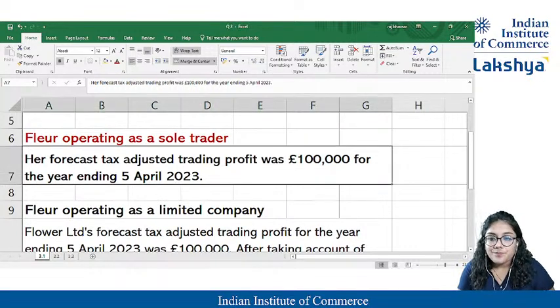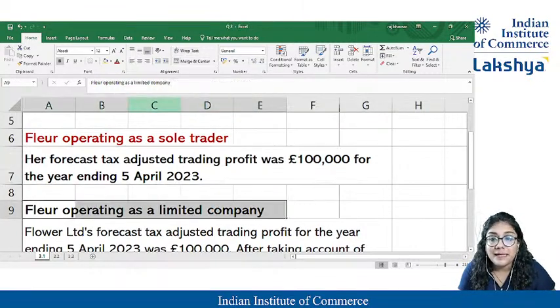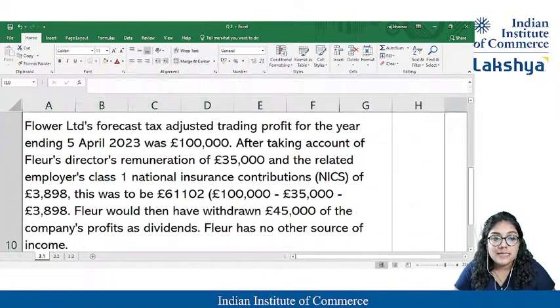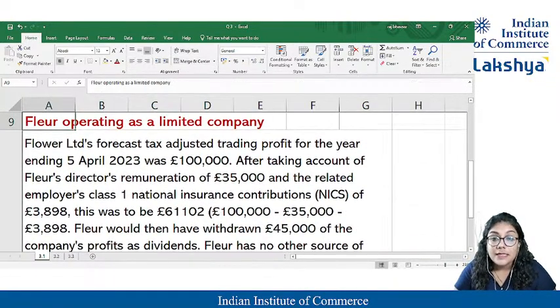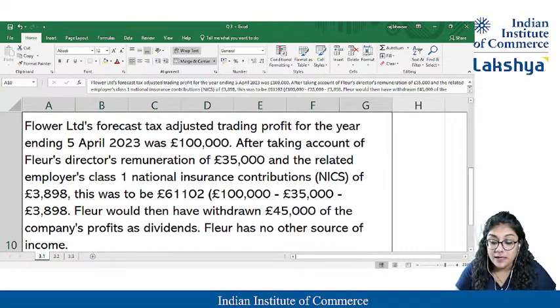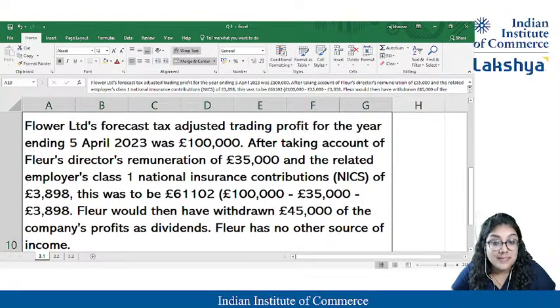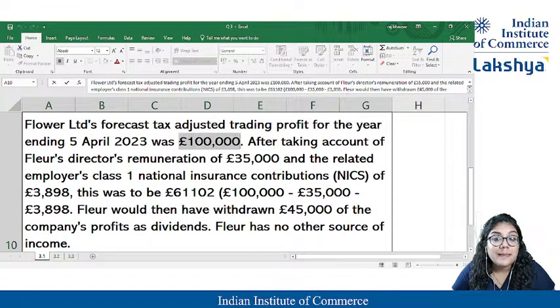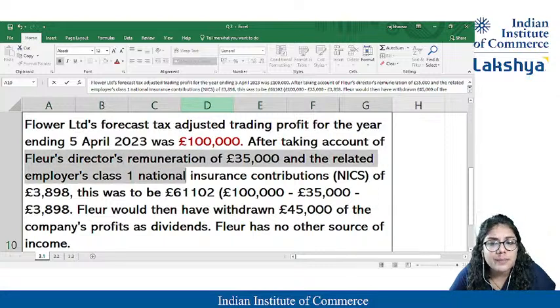Okay. If Flower company was operating as a limited company, she forecasted that if she is acting as a company, so just imagine, she'll change her company's name into Flower Limited. And then Flower Limited forecasted that after adjusting the trading profits, she'll be having again 1 lakh pound as an income after taking into account the director's remuneration of 35,000.